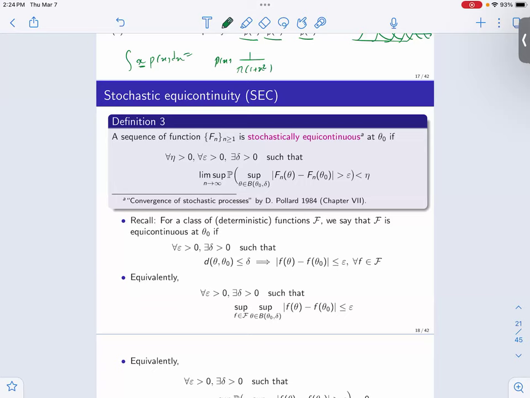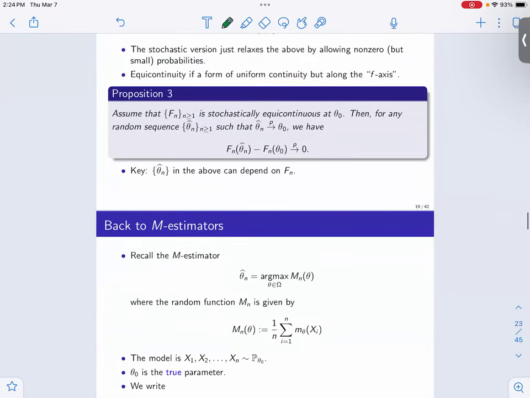So the point is, if a sequence of random functions is stochastically equicontinuous at the point, and if I have a sequence of random variables that converges to that point in probability, then if I evaluate that sequence of functions at this random theta hat n, that minus this fn theta naught converges to zero in probability. So this is a very useful result.